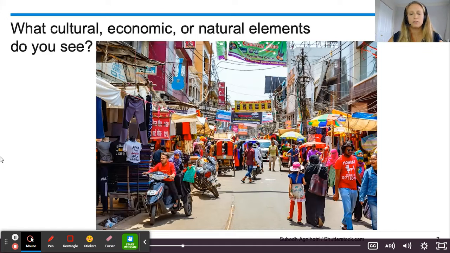So I think this is Hindi in one sign, and there's English in another sign. So all those things together are making up the cultural landscape. And this is actually a picture that's in India. So that all makes sense. It's because those are all elements of that culture.